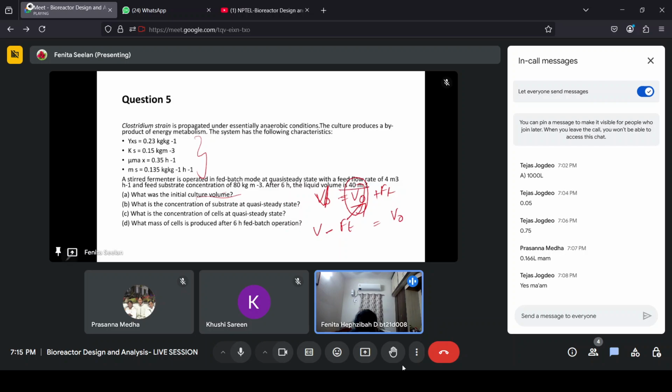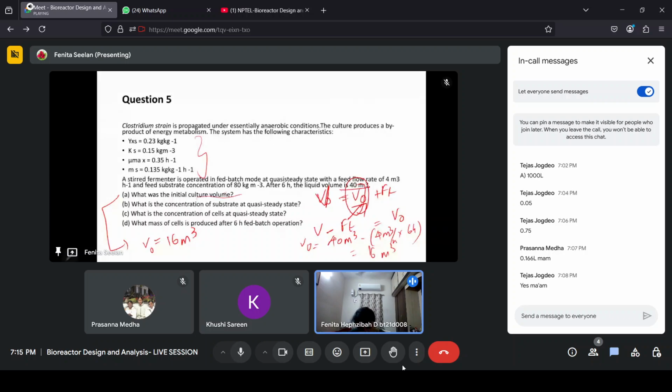The liquid volume is 40 m³. At the end, after 6 hours, the liquid volume is 40 m³, it is told. So V0 is equal to 40 m³ minus 4 m³ per hour into 6 hours, they have told already. So what is the answer? 40 minus 24 gives you 16 m³. So the initial culture volume is V0 is equal to 16 m³.